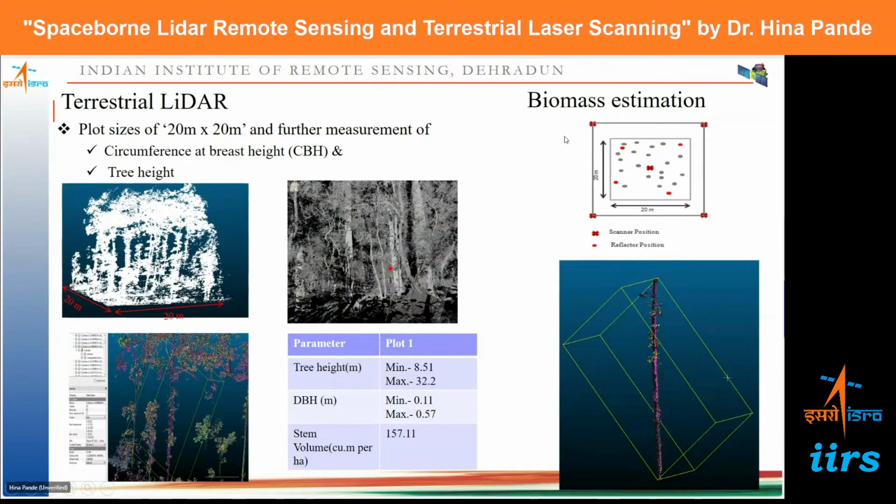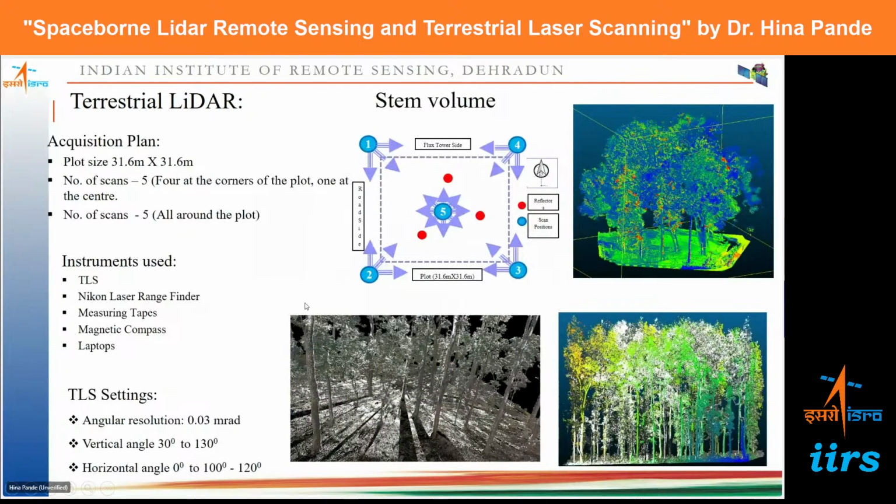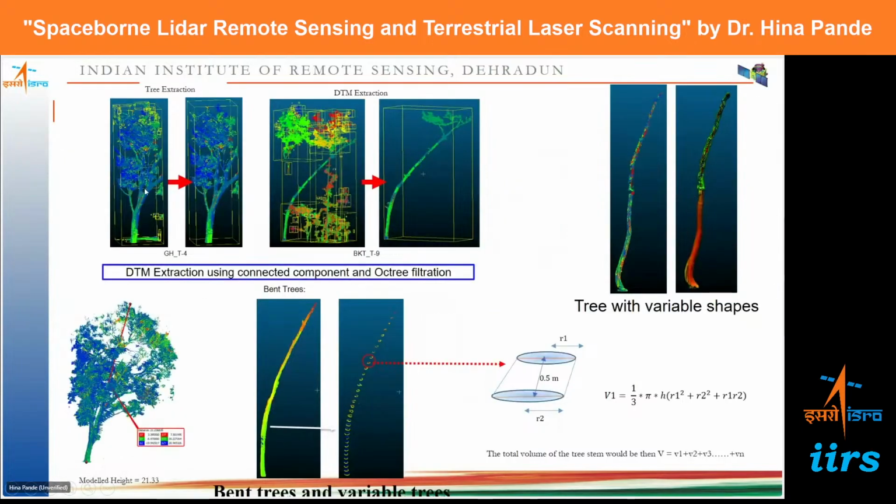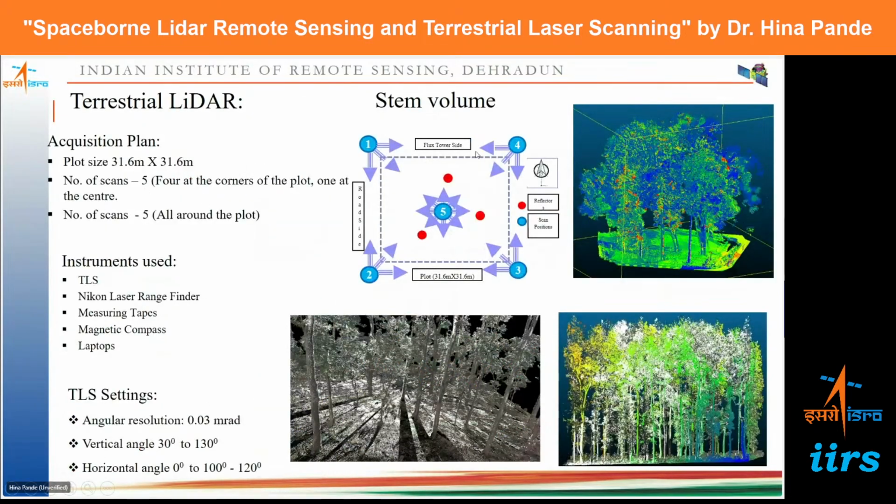Terrestrial lidar can be used for vegetation studies like biomass estimation, etc. The circumference at breast height of the trees can be calculated. Tree heights, etc. can also be measured. This is showing you the acquisition plan: how the data set acquisition has been planned, what the plot size should be, how many scans, at 4 corners, 1 at the center, and so on. How it will cover the optimum region.